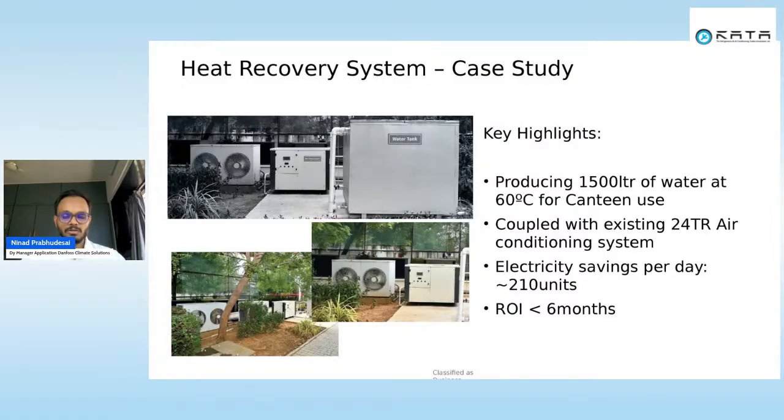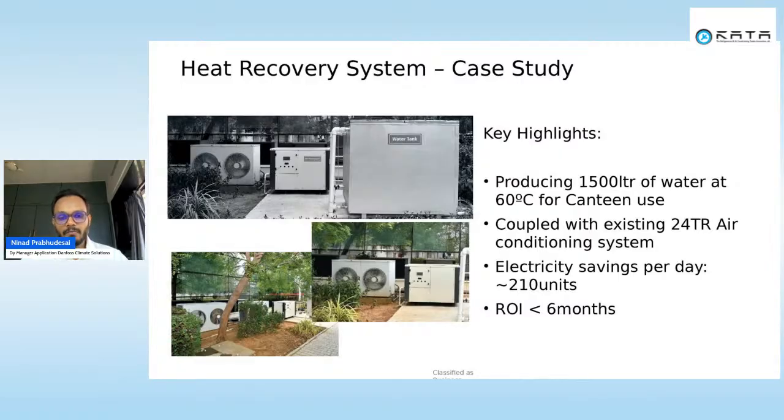So the power consumption was almost 200 to 250 units per day. But there was a 24 TR air conditioning system already in place for the cooling of the canteen area. So in that only, we have incorporated this heat recovery unit. We have not done anything else apart from that. We have just installed it in the existing system. We have not changed the compressor. We have not changed any other components in the system.